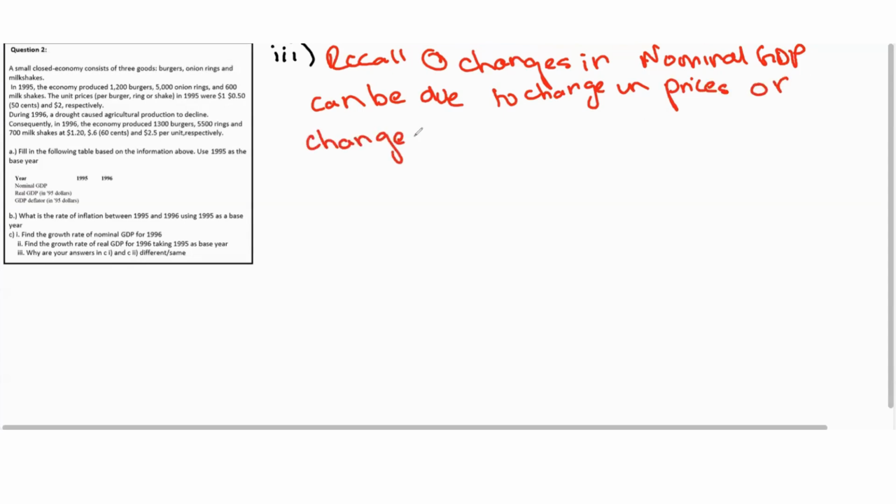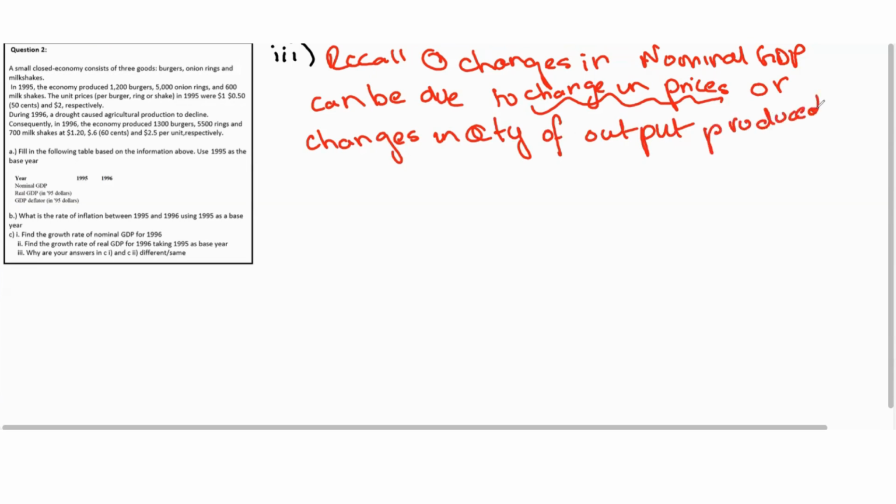Because we know we calculate nominal GDP as current year's output measured at current year prices. So nominal GDP in any year can change due to either a change in prices, because you're using current year prices, and/or changes in the quantity of output produced, because you're using current year output. So either of these can cause a change in nominal GDP.